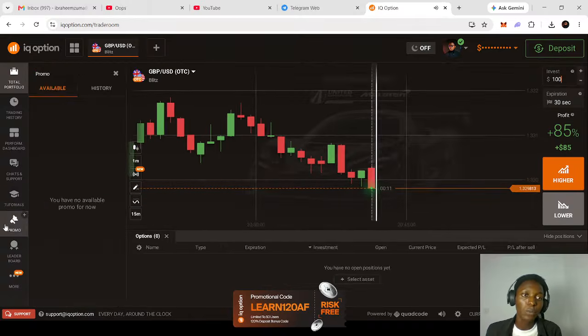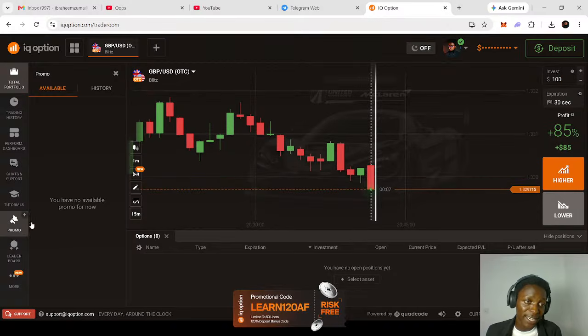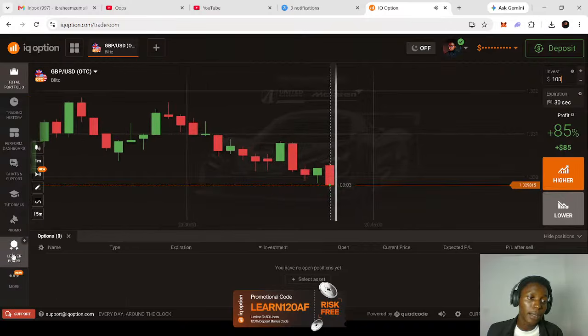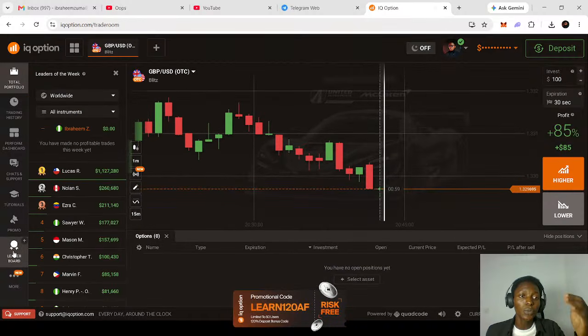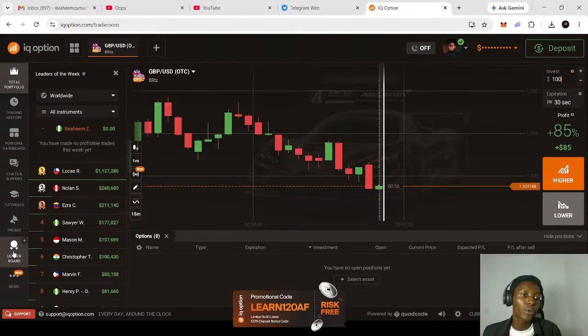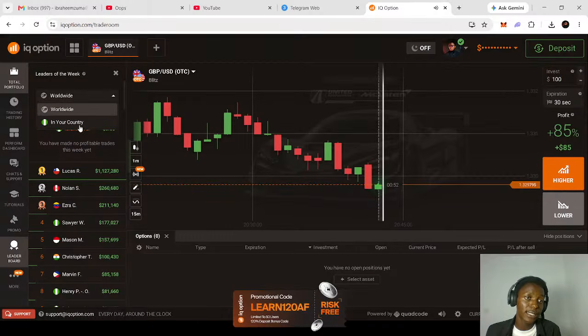And right here, there's a promo code. And so if you have an active promo code in the platform, you can come right here and you will see the promo codes. And then here is the leaderboard where you can see the top traders that week. And so here are the top traders. You can see the top traders worldwide, and you can select the traders based on your own country.